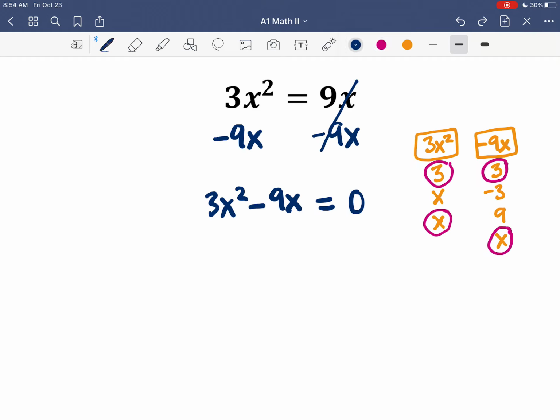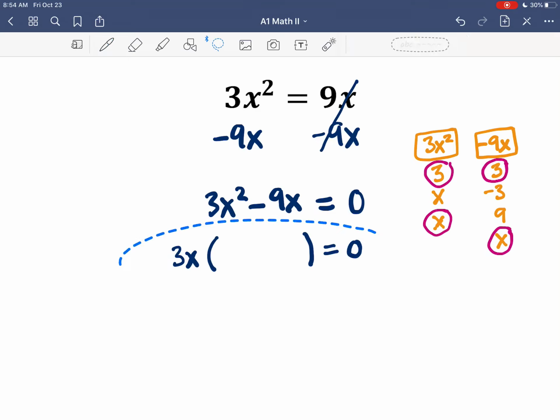what we're doing here is we're sort of doing the reverse of distribution. So I'm going to end up with parentheses, and I'm putting all of these factors that I can take out over here out front. So I can take out a 3 and an x out of both of those terms and end up with something that's still nice. And it's still equal to 0, we're going to keep that part.